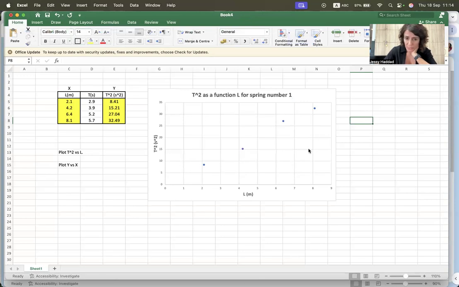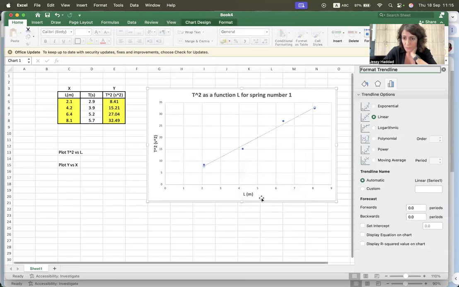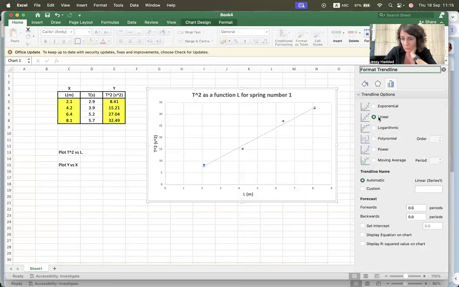Now, how do I do the best fit? You need to right click on your points. So right click, add trendline. We need the linear relationship, and you can display the equation on the chart and the r squared value. Please, under no condition, set your intercept to 0 because we don't want to force our straight line to go through the origin, because this is going to change your slope tremendously.